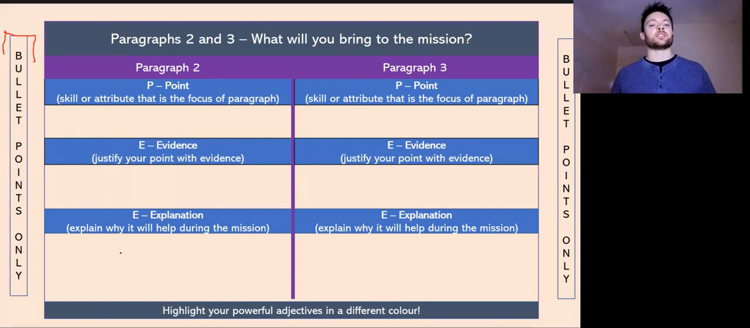And then your explanation, and this is where you're really going to need, you might be able to include some powerful adjectives in the other ones, but your explanation definitely is going to really hammer home why your skills are going to be so useful in space. And these are your 2 paragraphs to do that.